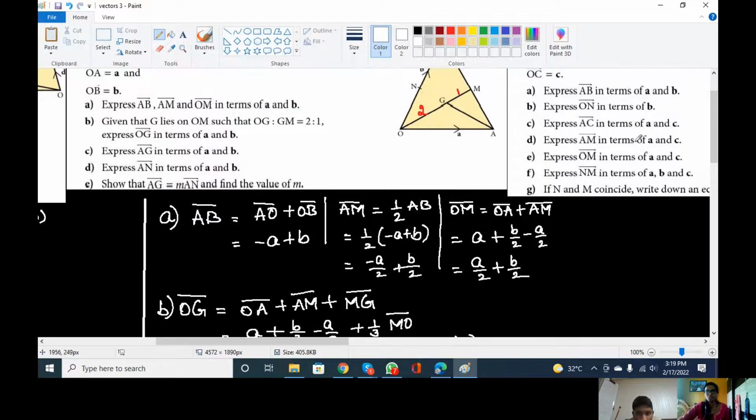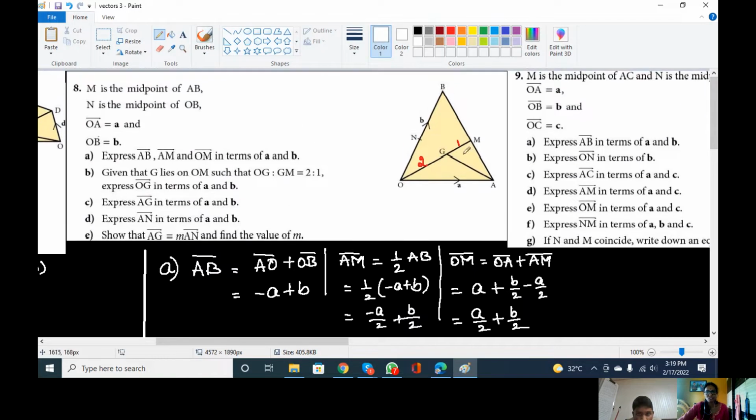Express AG in terms of A and B. A to the G we need in terms of A and B. How could we do AG? Just now we found that AM already we know here and MG also we know. So A to the G we can find out, AM plus MG.